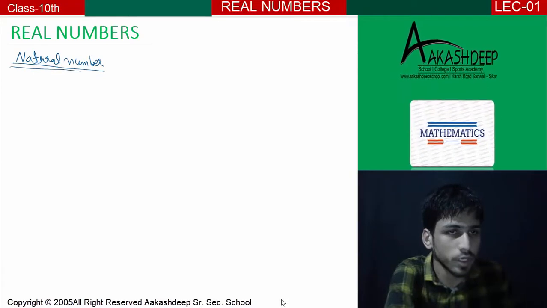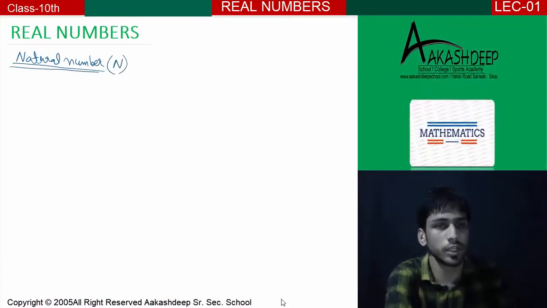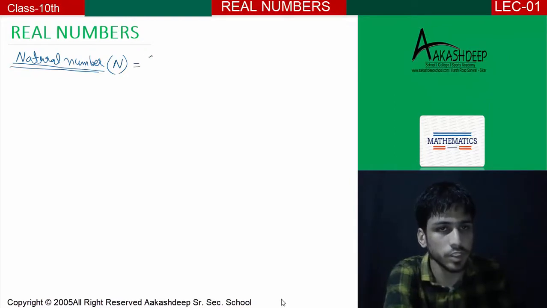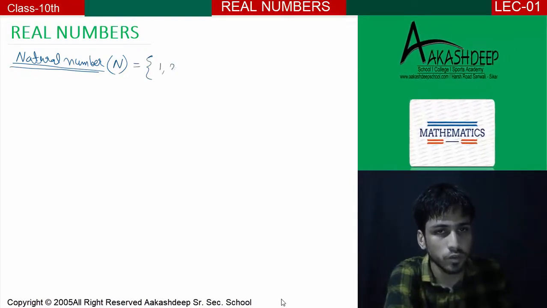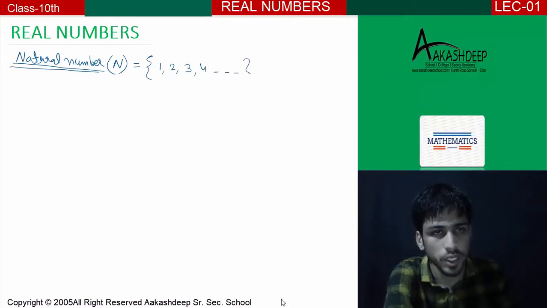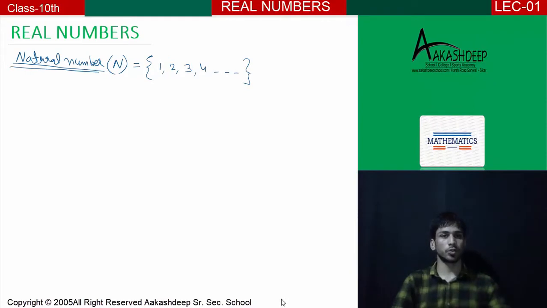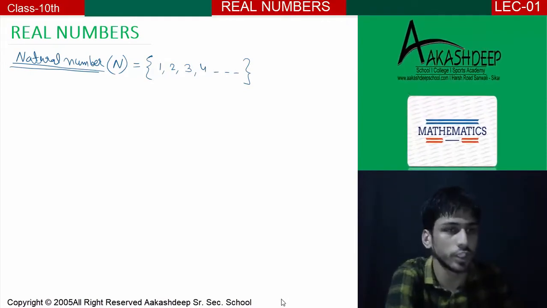What is natural number? Natural number is represented by symbol capital N, and natural numbers are 1, 2, 3, 4 and so on. It means natural number starts from 1 and goes up to infinity. 1, 2, 3, 4 and goes up to infinity.